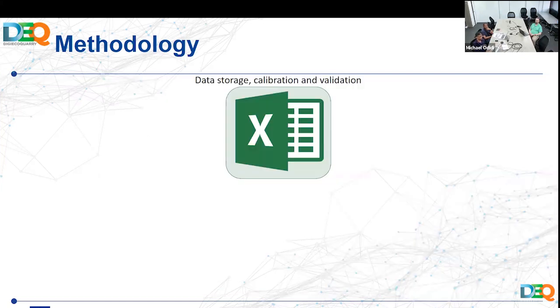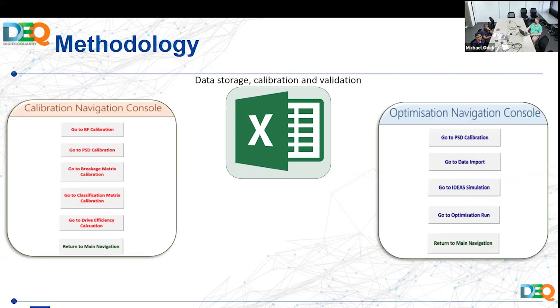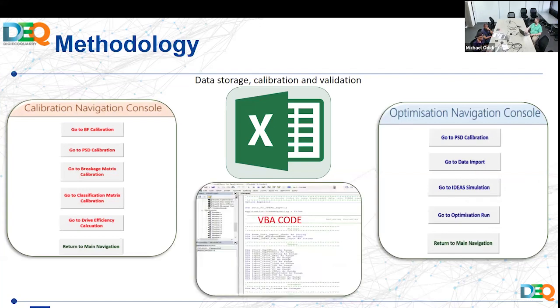Now, when it came to the actual data storage, calibration, and validation, we decided to create different consoles. So we created a calibration console on Excel, and we created an optimization console as well. These consoles have different functionalities, but those functionalities are actually hidden within the VBA code. We try to automate a lot of these functionalities and processes as much as possible to allow for a more streamlined design, so that when users log in, they'll be able to use the system without having to go through a lot of manual fidgeting and changing of variables.